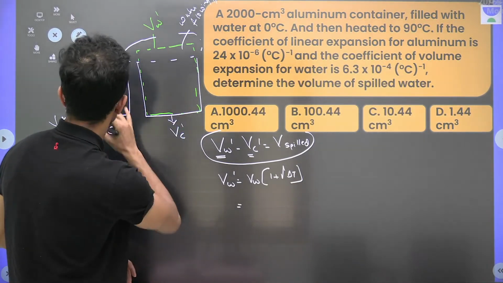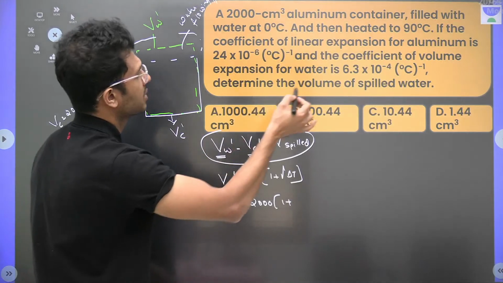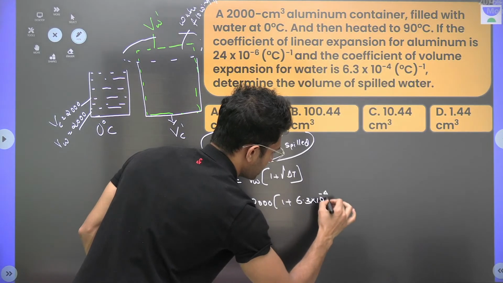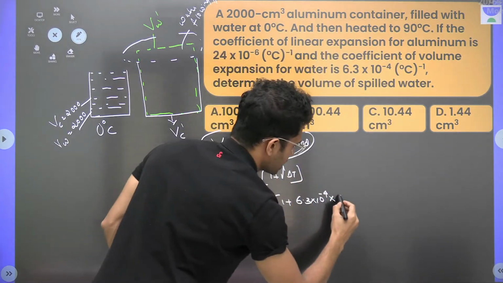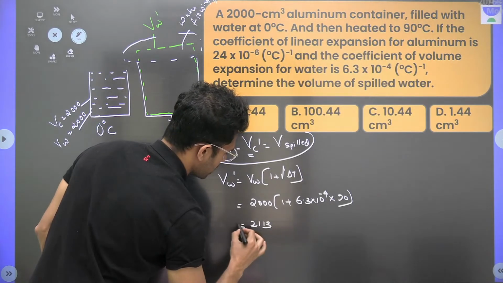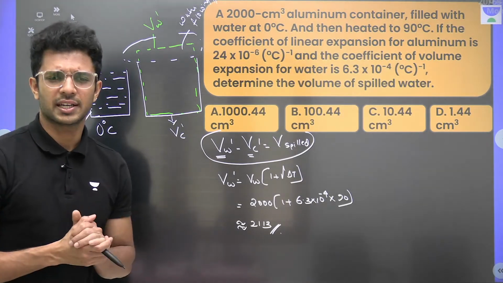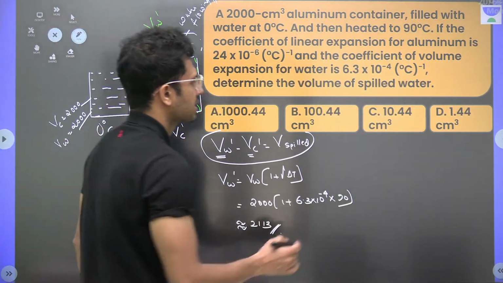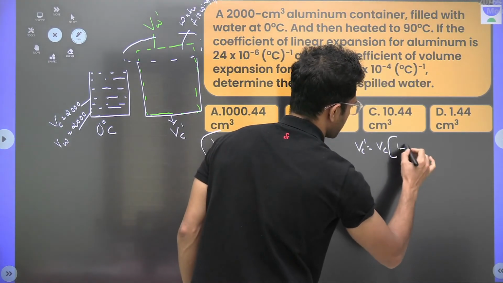What is the initial volume of water? 2000. Into 1 plus gamma, the temperature coefficient of volume expansion, that is 6.3 into 10 power minus 4, into the change in temperature. How much is the change? From 0 it becomes 90. Once you do the math, you'll all approximately get the value of 2113. Volume of water.